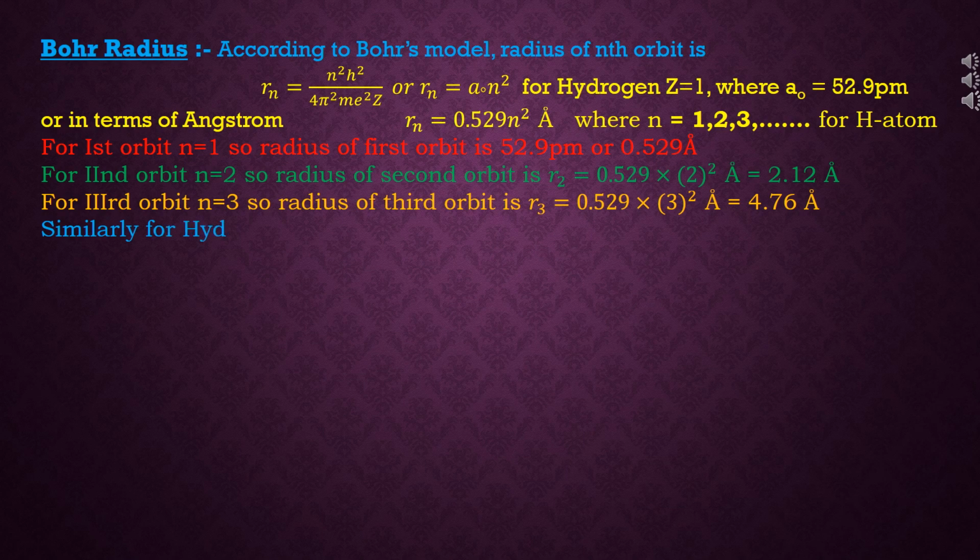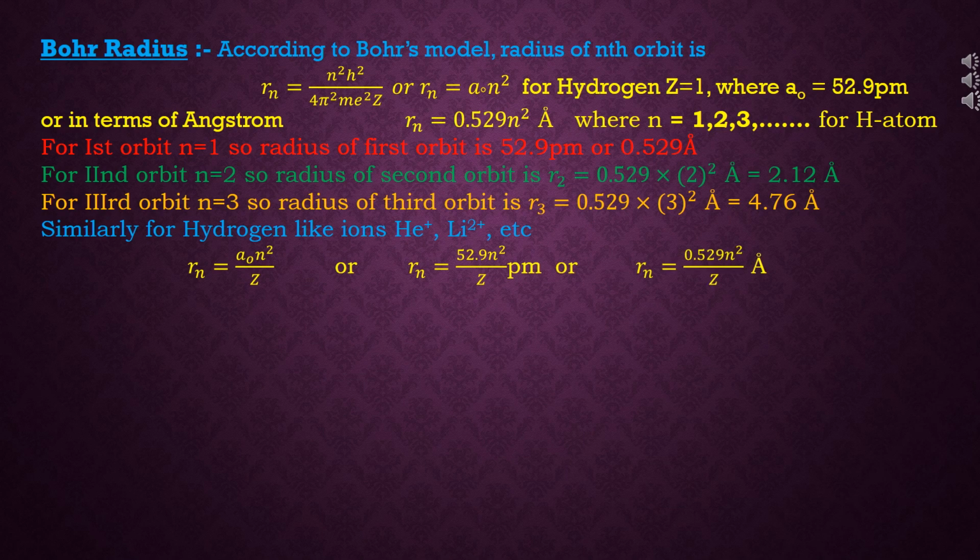Similarly, for hydrogen-like ions, He positive ion, lithium 2 positive ion, etc., Rn is equal to a naught n square upon z, or if we put the value of a naught, 52.9 n square upon z picometer, or we can say 0.529 n square upon z in terms of angstrom, where z is the atomic number.